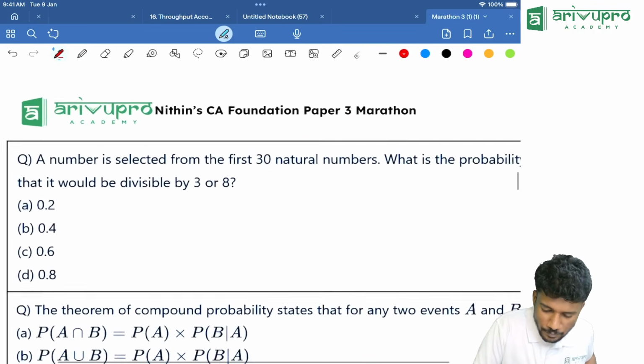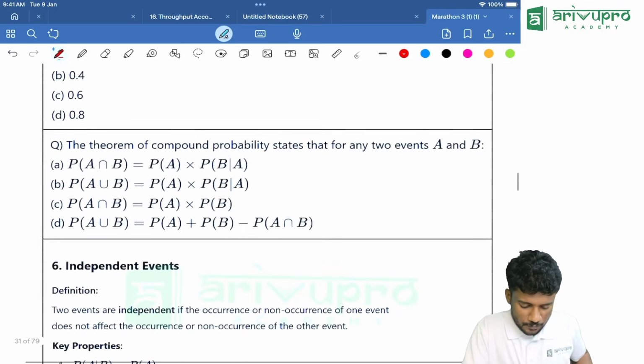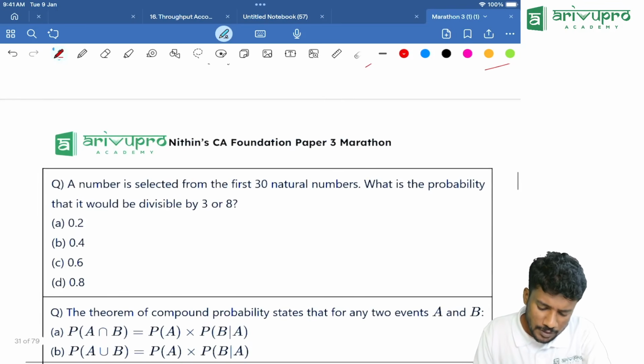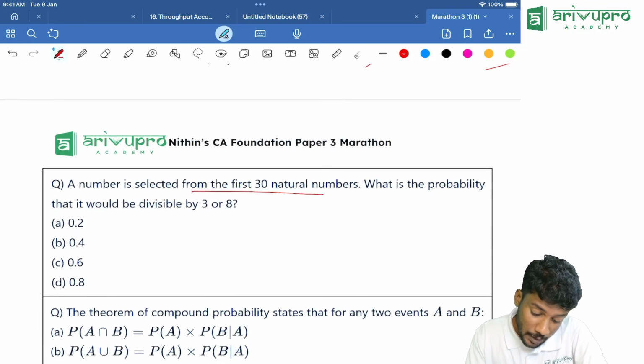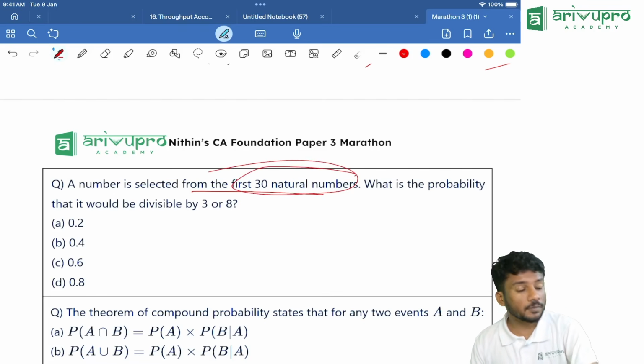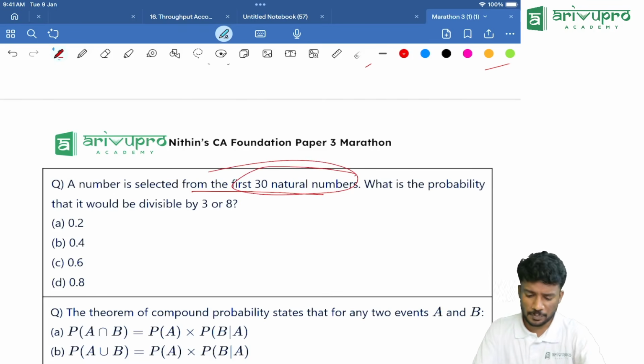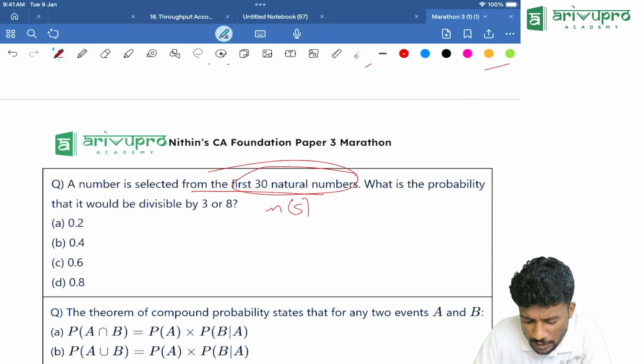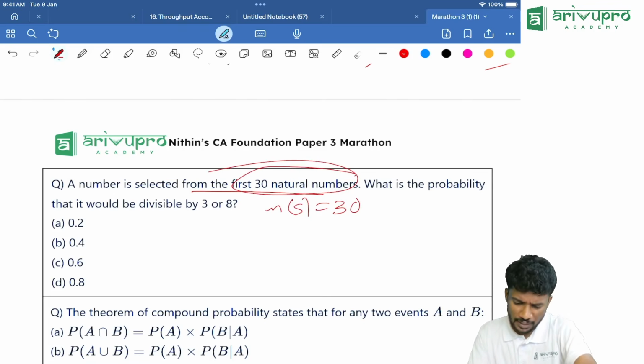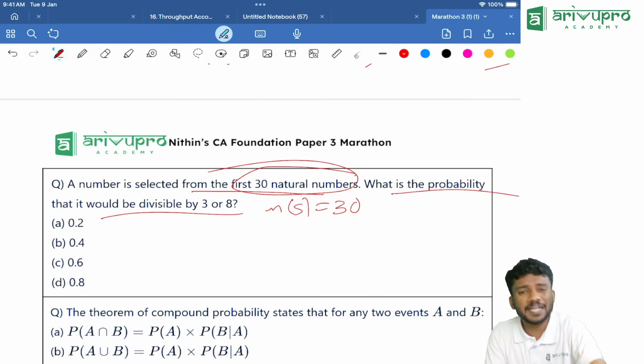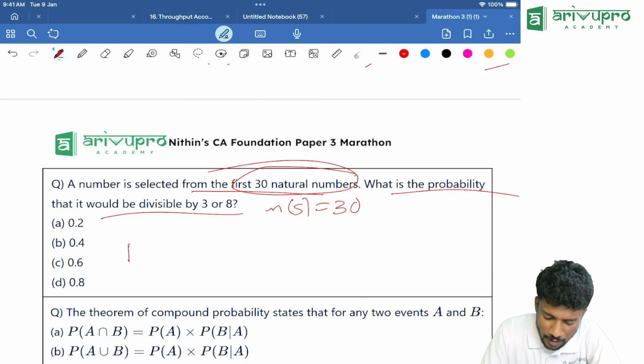Next one. Look at this question. A number is selected from the first 30 natural numbers. How many natural numbers? First 30. That means n of S is how much? Only 30. Then what is the probability it would be divisible by 3 or 8? Easy only. First, what is divisible by 3? I am just writing it directly.